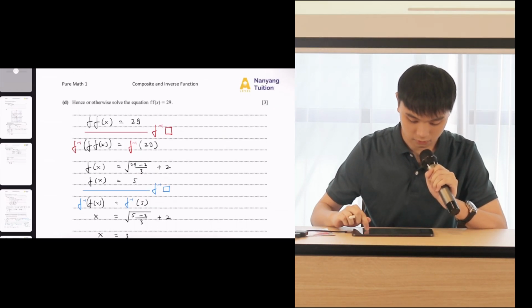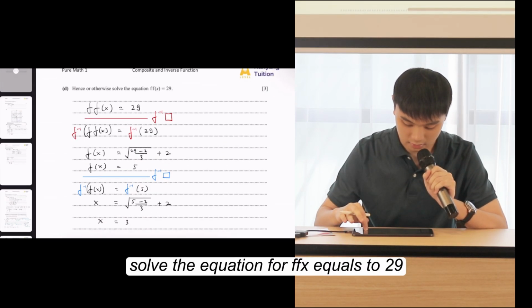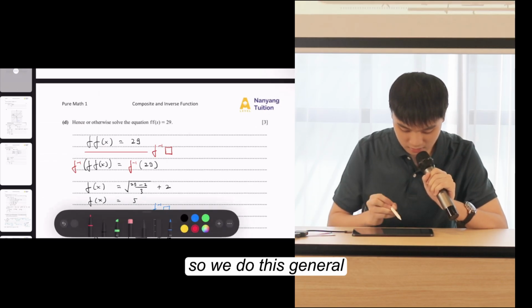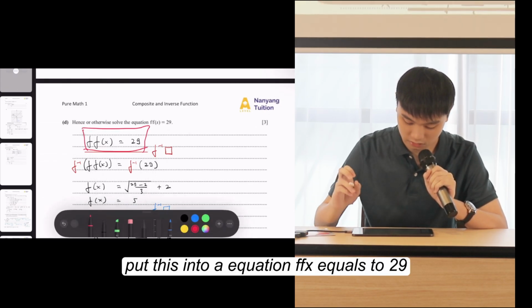Okay, for D, hence or otherwise, solve the equation f of x equals 29. So we put this into the equation, f of x equals 29.